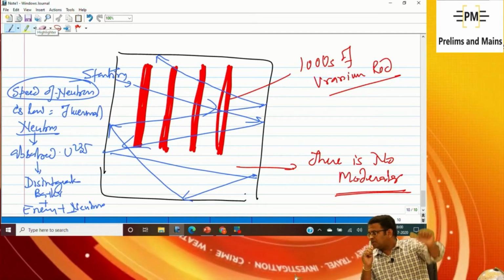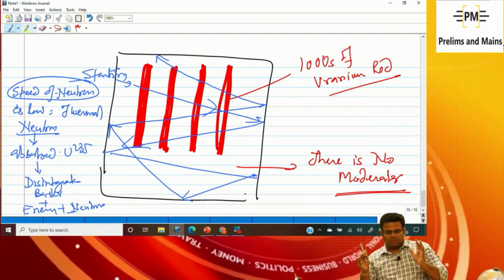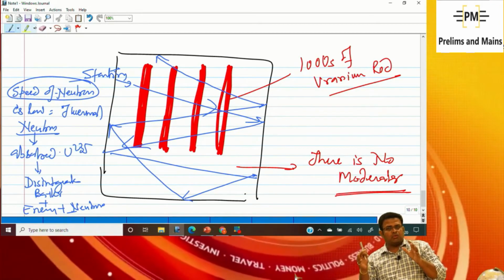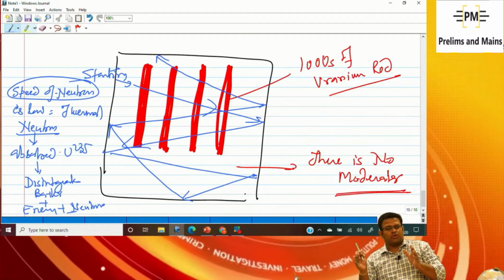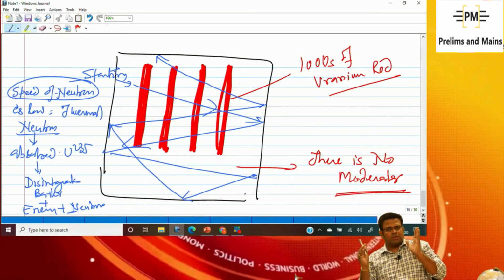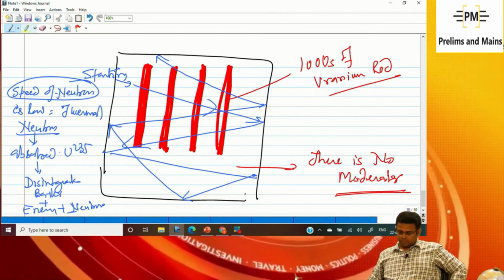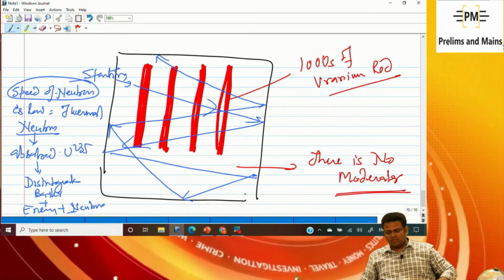My question is, how can I, in a chamber, reduce the speed of neutron without a moderator? I have given some clue in the figure.